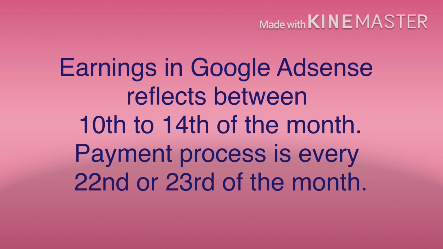Earnings in Google AdSense reflect between the 10th to 14th of the month, while payments are processed every 22nd or 23rd.